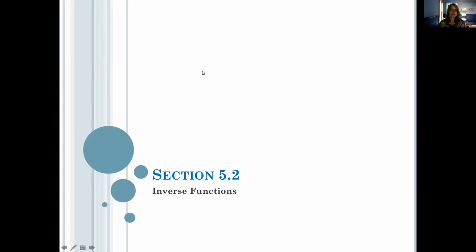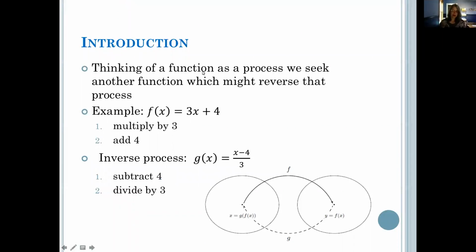Inverse functions are pairs of functions. One function is an inverse of another function if the one function undoes the action of the first function. An example of that is this pair right here. Let's say f is a function that takes whatever value we give it, multiplies that value by 3 and then subtracts 4. The reverse of that would be to take the value, subtract 4 and divide by 3. If we did that, we would get back to what we started with.